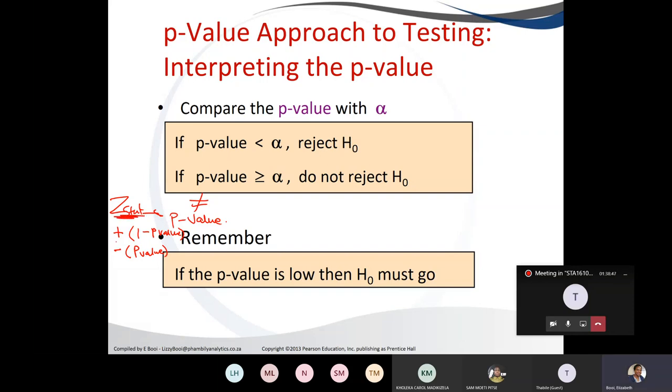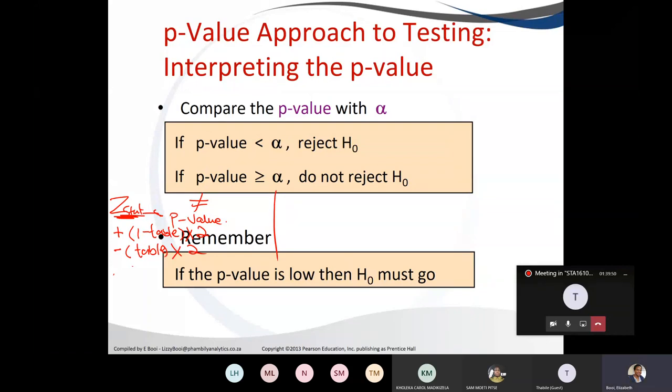If your Z stat is positive, you're going to use 1 minus the value you find on the table. If the Z is negative, then you use the value you find on the table. Let's put it this way so that you don't get confused. Then, to get the p-value, you have to multiply that value by 2. Whatever value you find, whether it is 1 minus the table value or the table value itself, you have to multiply it by 2.